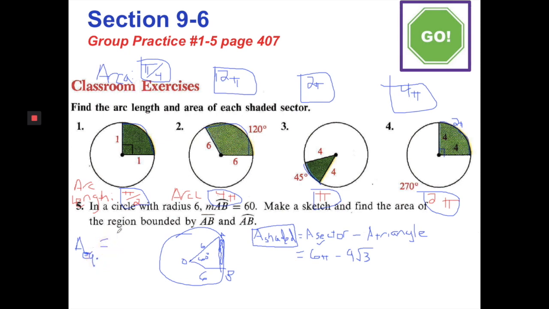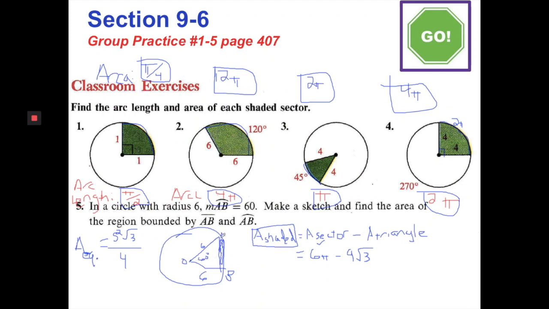But the area of an equilateral triangle is S squared root 3 divided by 4. And the reason we can do that is that the base of an equilateral triangle is just going to be S, right? It's going to be 6. But the height we can write in terms of S.